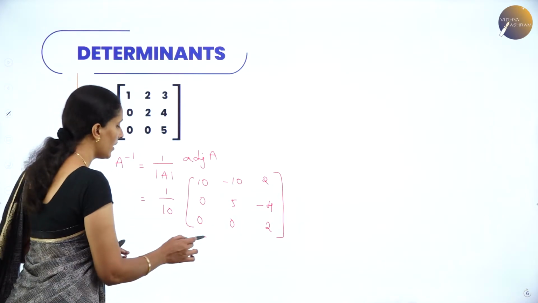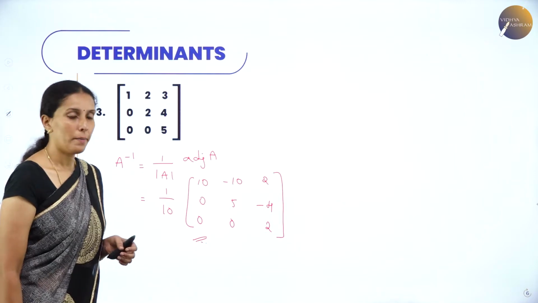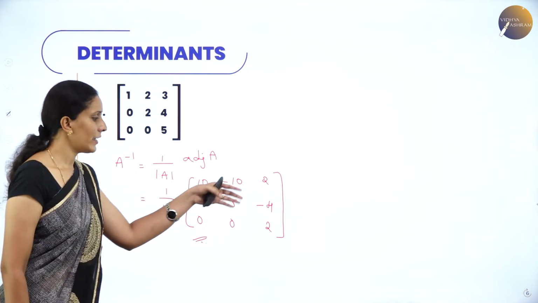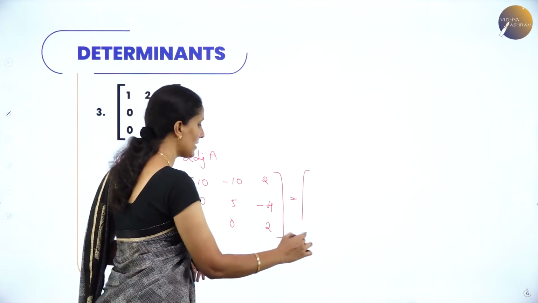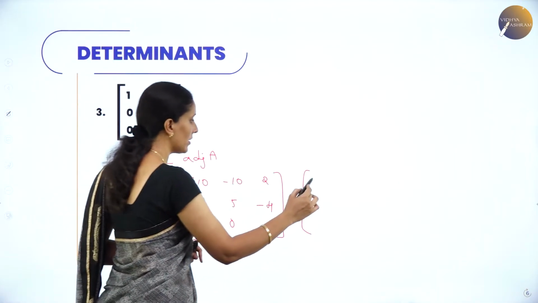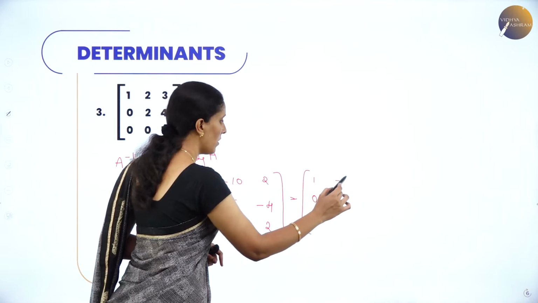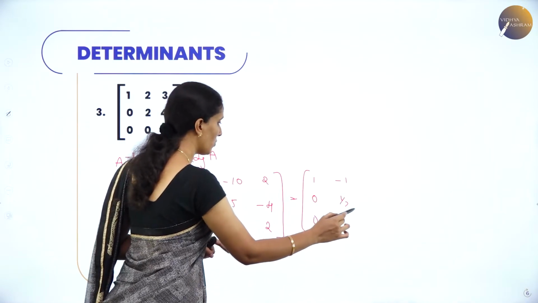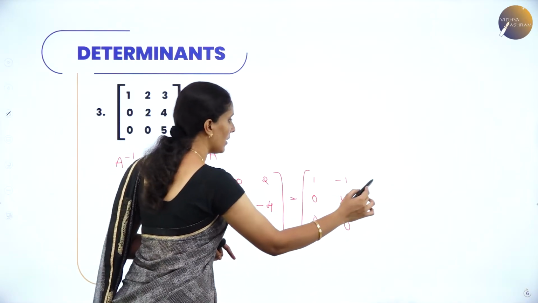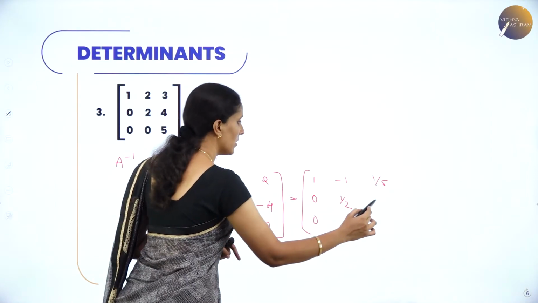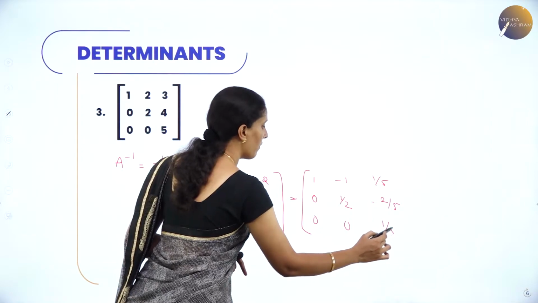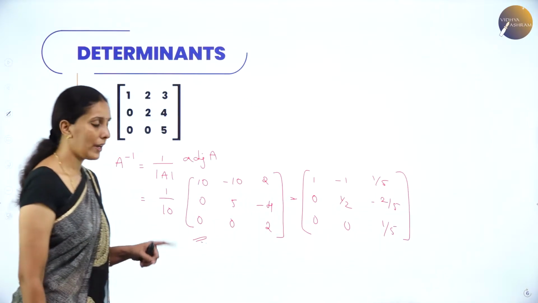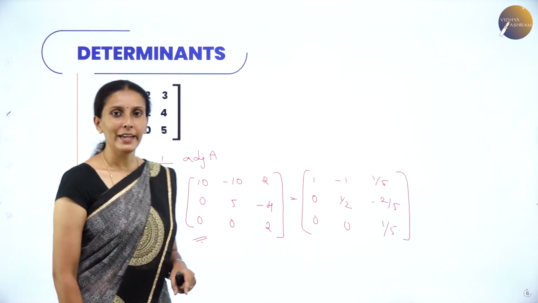So this is the inverse of the given matrix. You can divide each value by 10 also. Then you will get the matrix as, if you divide each value by 10, here it is 1, 0, 0, minus 1, and here it is 1 by 2, and here it is 0, and here it is 1 by 5, so minus 2 by 5, and here it is 1 by 5. So this is the matrix you will get when you divide it by 10.